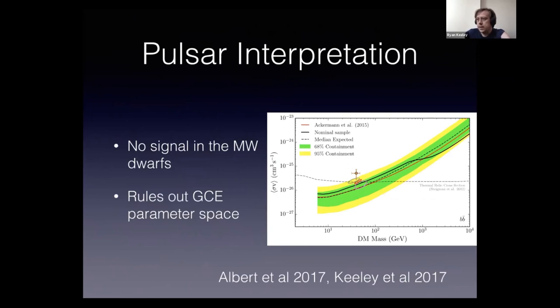Basically, the first idea is to look for complementary signals in different dark matter objects. Different regions with different amounts of dark matter versus different amounts of stars will generate different predictions for the gamma ray flux between these two different models.